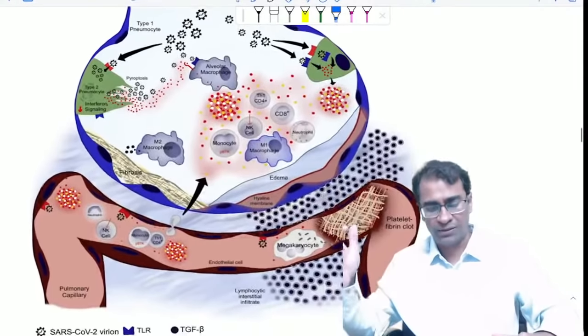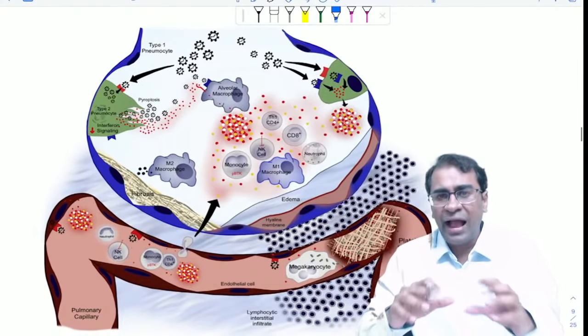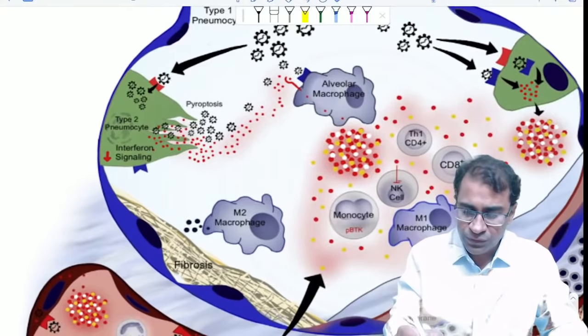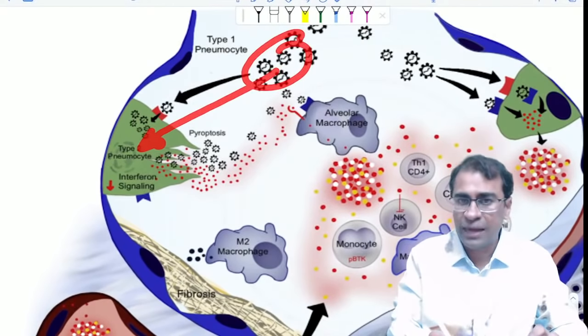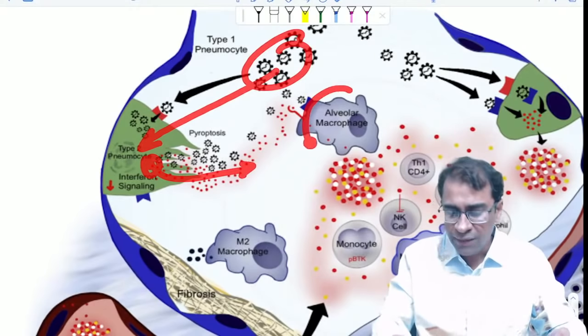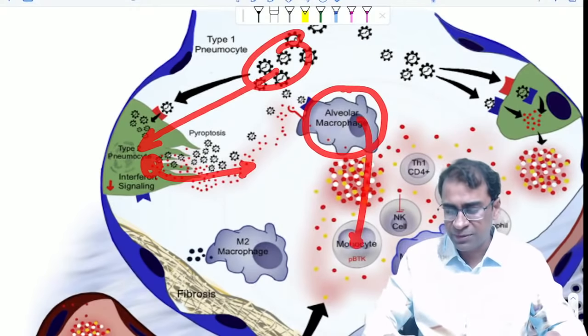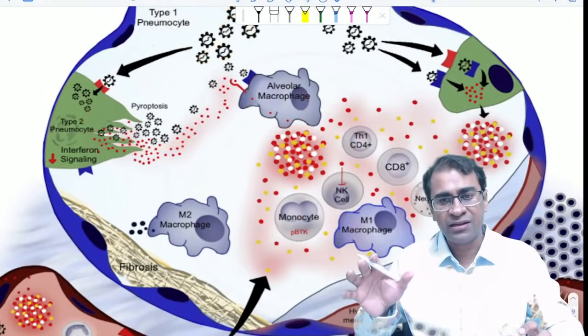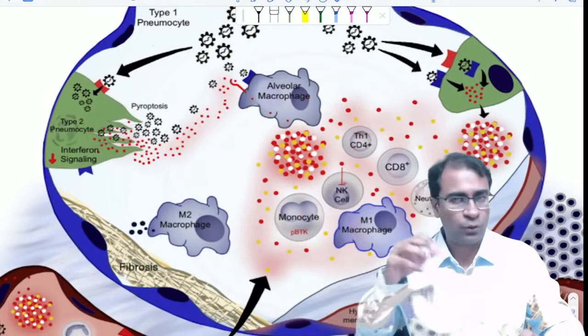Let's move forward now. What happens? Now, in this image, I have just put the same thing with a small difference, that this image is showing you all the SARS-CoV-2 entering the type 2 pneumocytes, causing pyroptosis. So again, releasing it out, it is picked up by the macrophage. Macrophage presents it to the monocytes, NK cells, and the CD4 and CD8 cells. At the same time, releasing a huge amount of cytokines with it.